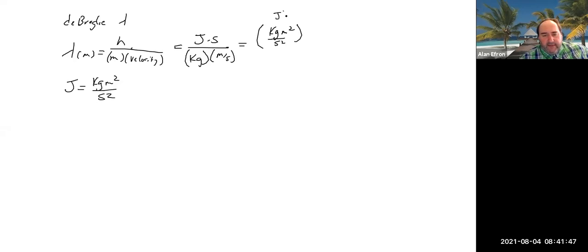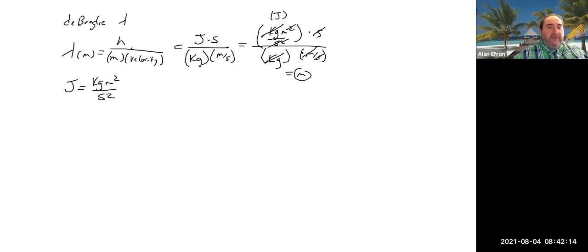That's basically what the joule represents, times our seconds divided by kilograms, which is why mass does not need to be in grams, but needs to be in kilograms in this case, and velocity in meters per second. That way the kilograms cancel completely. Second cancels there, second cancels there, one of the meters cancels, and we're left with just a meter in this particular case. So this is the way we could determine the wavelength of a particle.